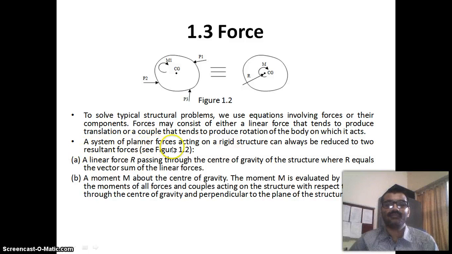A system of planar forces acting on a rigid structure can always be reduced to two resultants, right? A linear force R passing through, as we have already discussed, the center of gravity of the body, right? When you apply the forces, the resultant force is directly acting on the CG, right? At the same time, the moment M about the center of gravity is evaluated by summing the moments. So in short, when we want to solve a force system on a rigid body, we always take the algebraic sum of the resultant force and resultant moment.